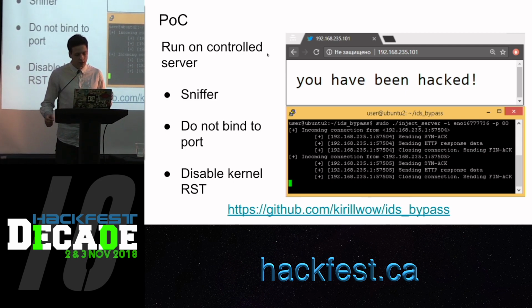It listens to the interface. It does not listen to a socket, to a port, and you should disable Linux TCP reset packets outgoing from Linux. So this is all about bypass technique number one.